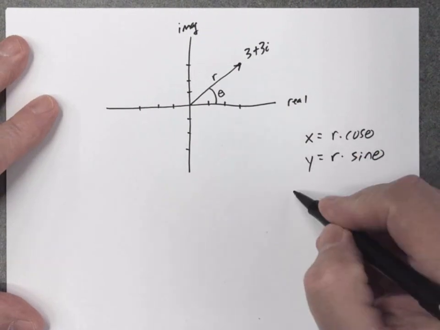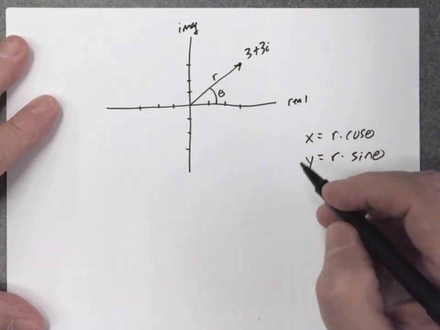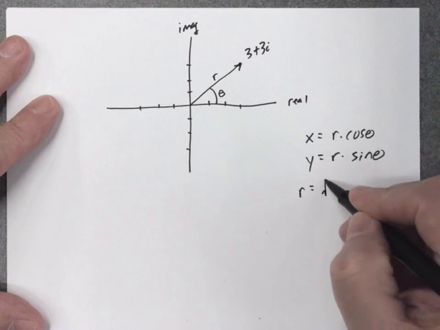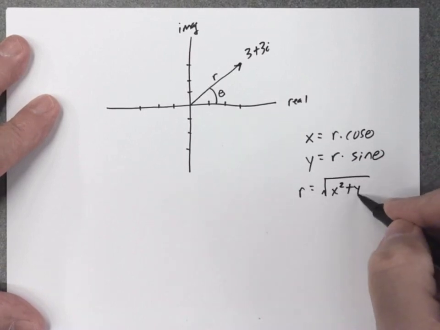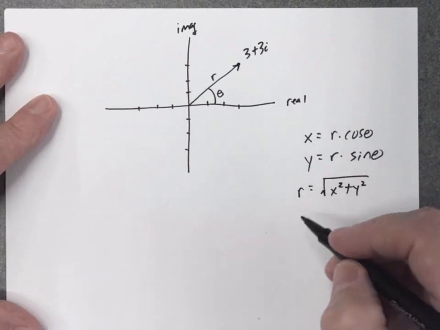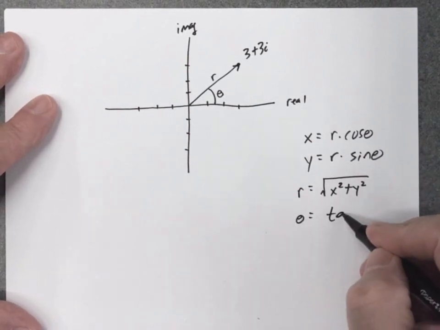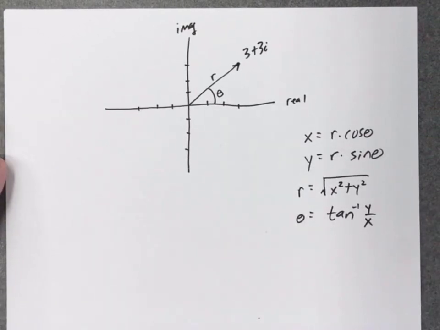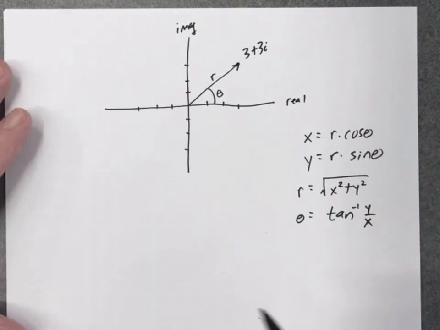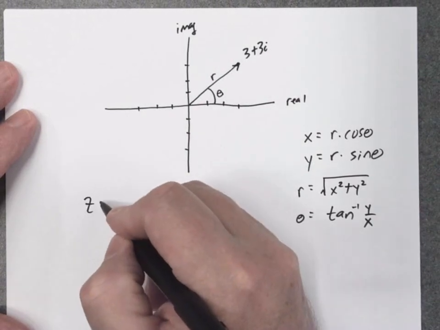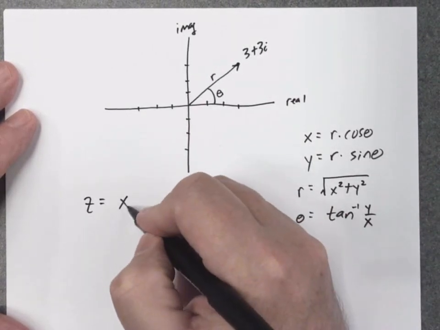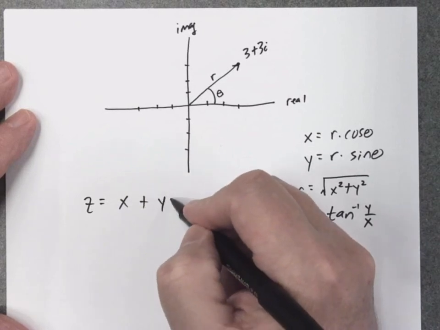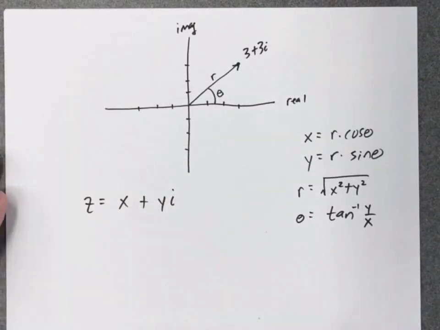And also, if we're given a rectangular coordinate, the way we calculated r was the square root of x squared plus y squared. And when we needed to find the angle, one of the ways we could use was the inverse tangent of y over x. All right, this is our review of what we did with polar coordinates. So here's what we're going to do. I'm going to now take and write a complex number in rectangular coordinates with x and y.